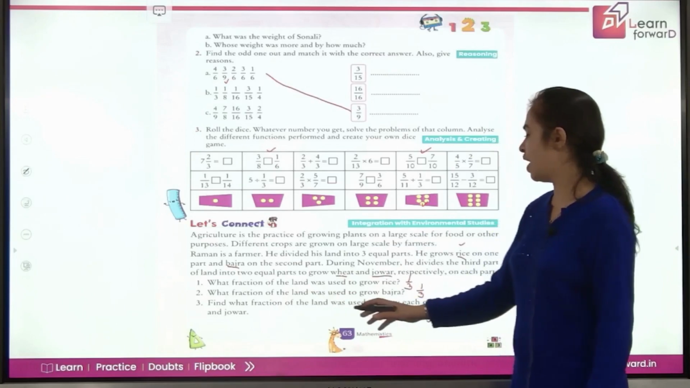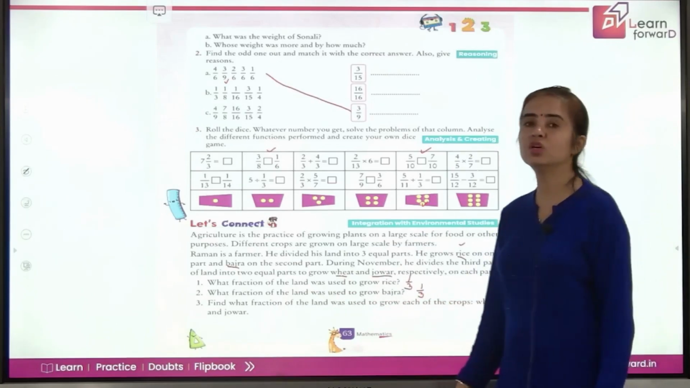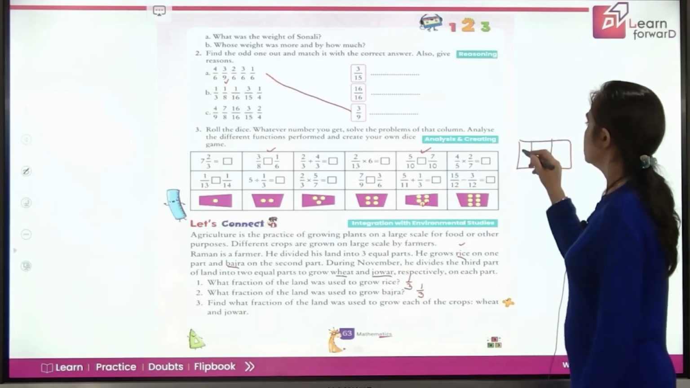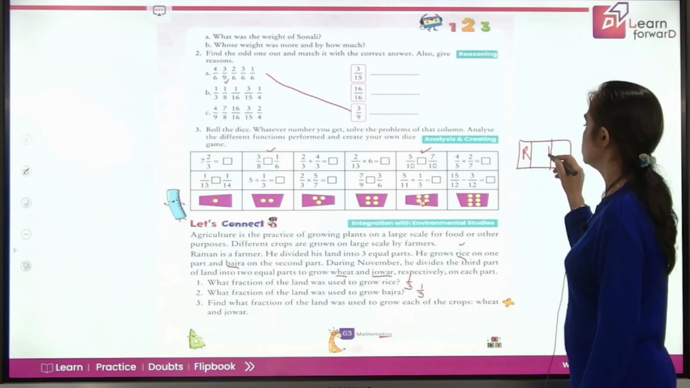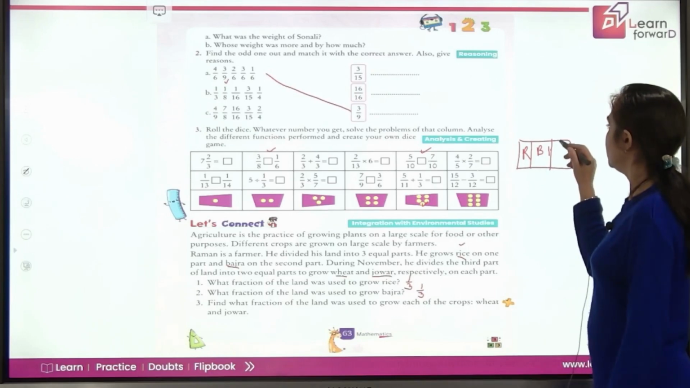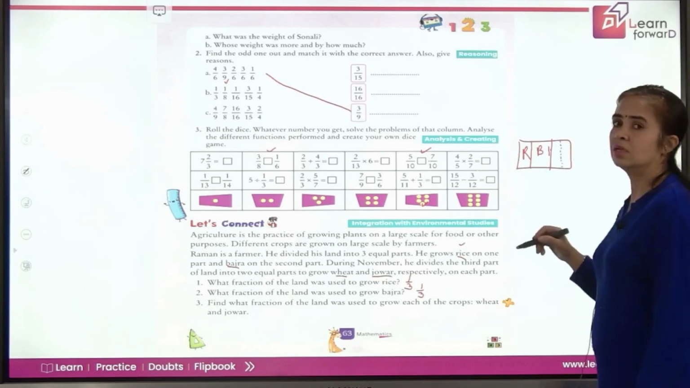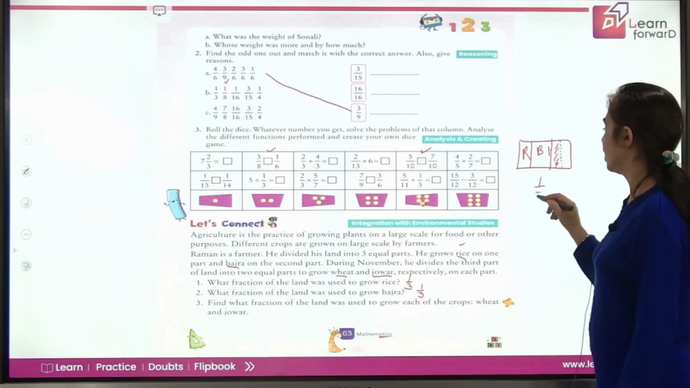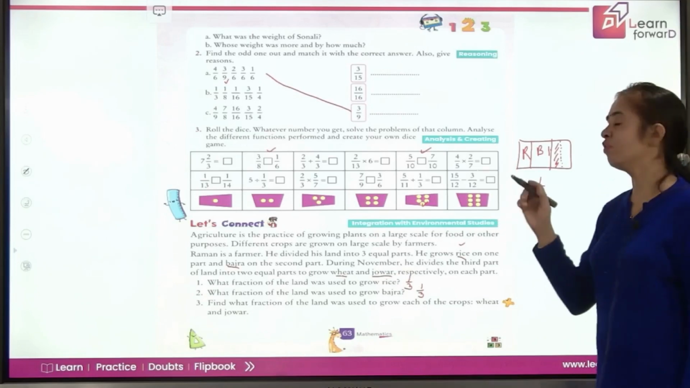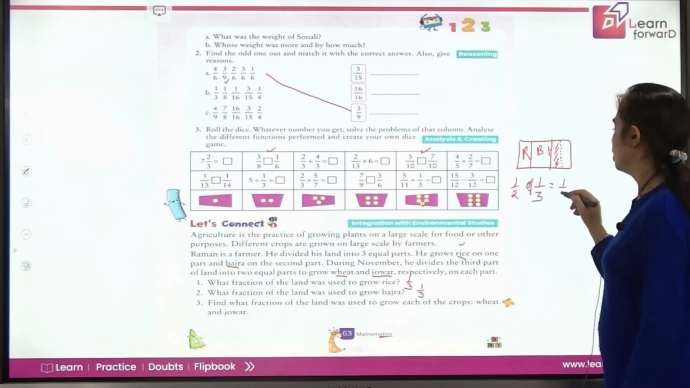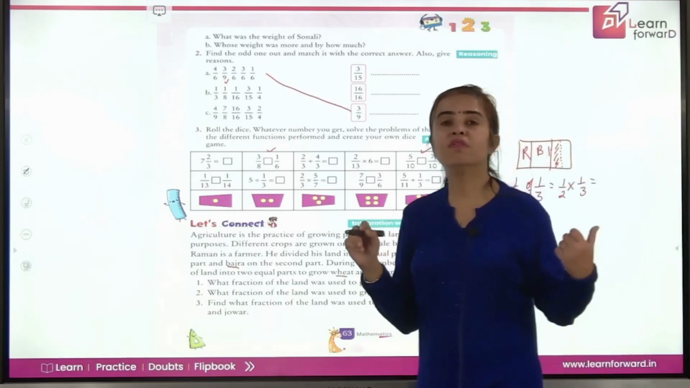Now what fraction of land was used to grow each of the crops, wheat and jowar? Now what do you see, children? Out of this piece of land, this he is using for rice, this he is using for bajra. Now the third part gets divided into 2 equal parts. So what is each part equal to? The share already is 1 by 3 and he takes half of this. So what is half of 1/3? Find it out. Of means multiplication. So what do you get? This is 1 by 6.